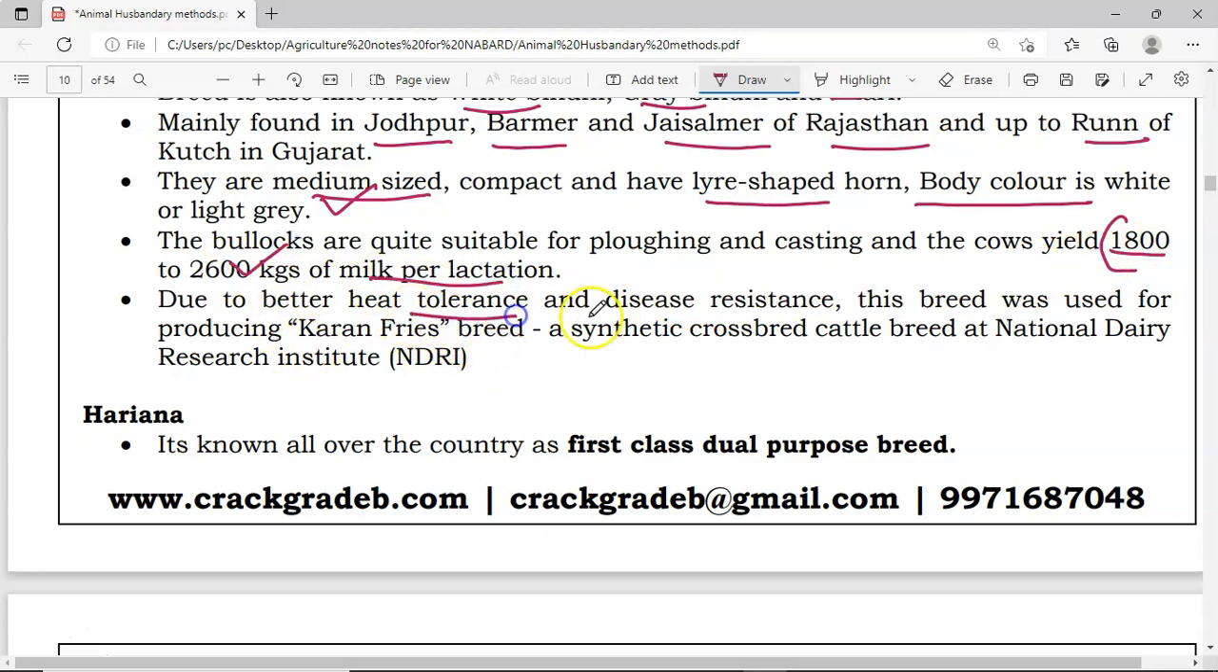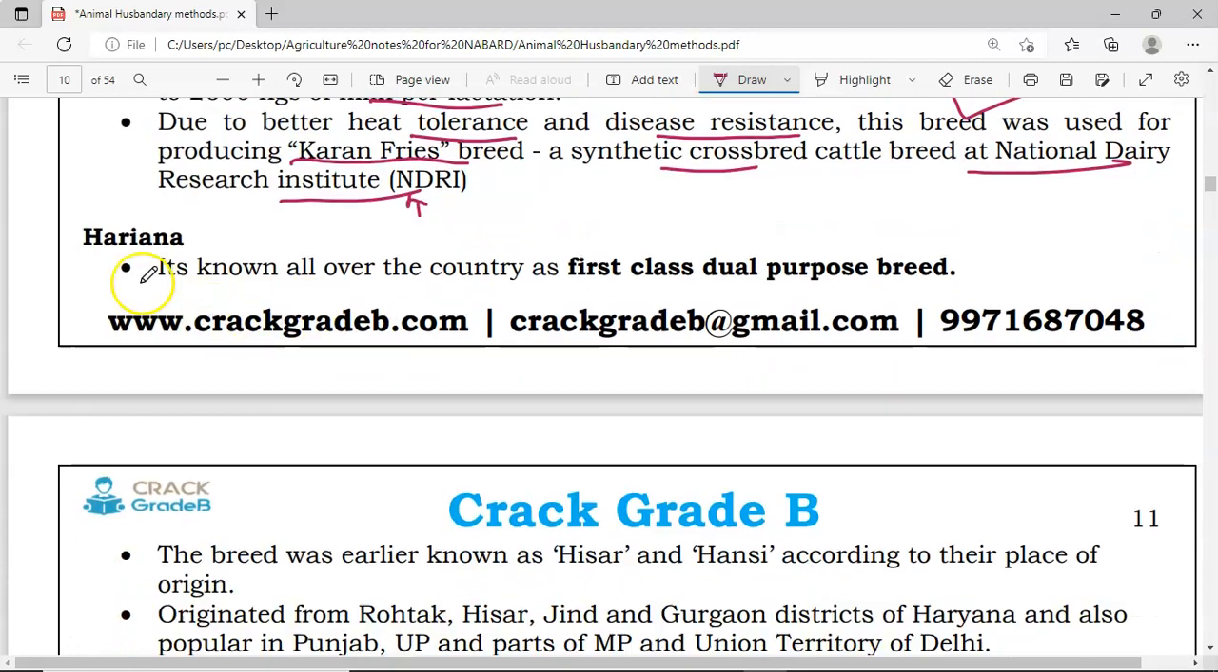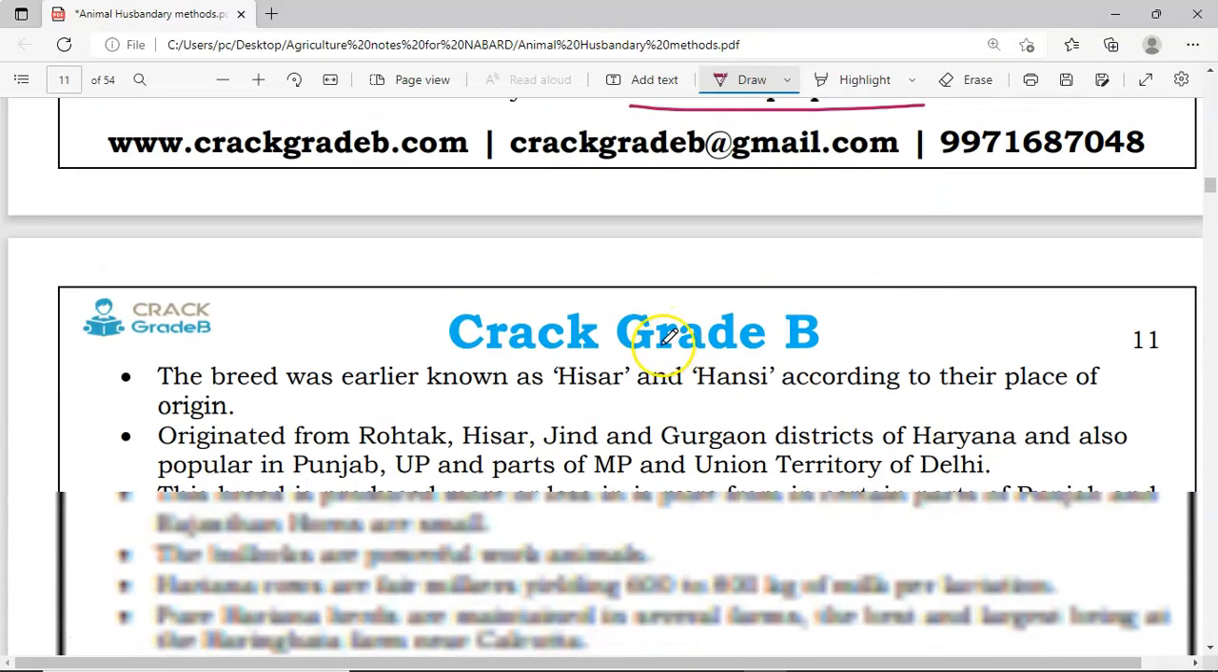Due to better heat tolerance and disease resistance, this breed was used for producing Karan Swiss, a synthetic crossbreed, at the National Dairy Research Institute of India. Next is Haryana, known as a first class dual purpose breed.